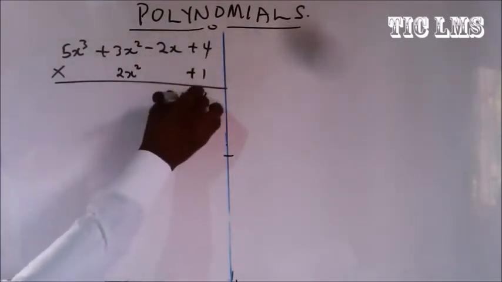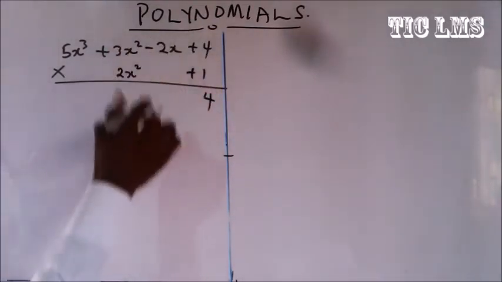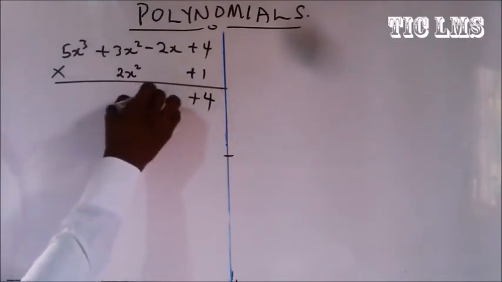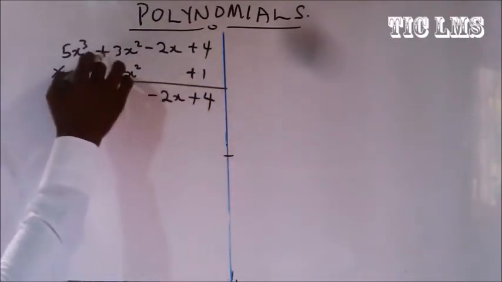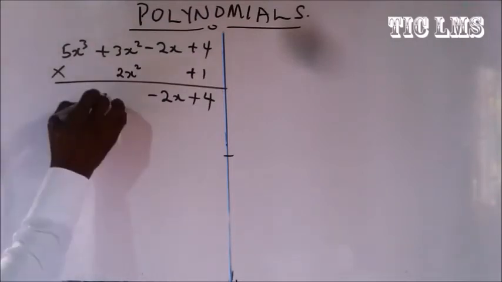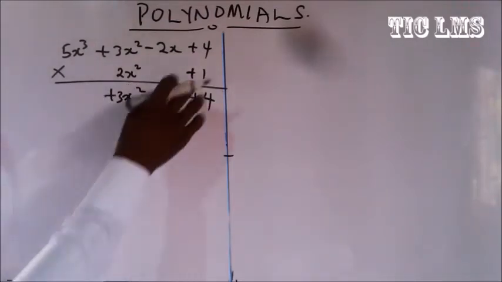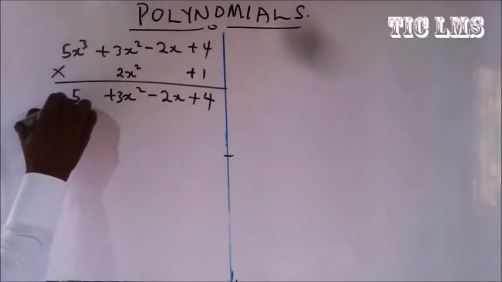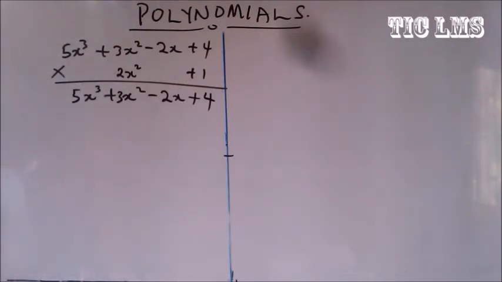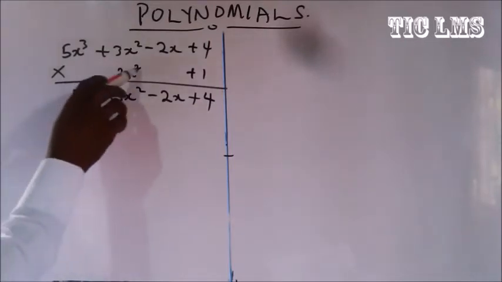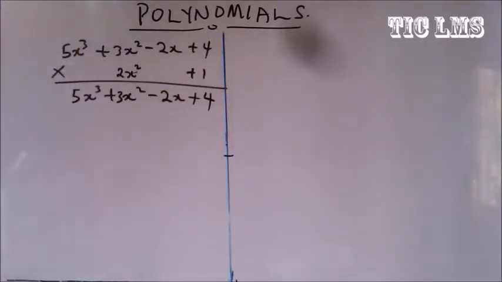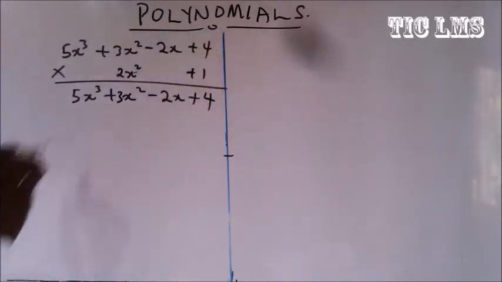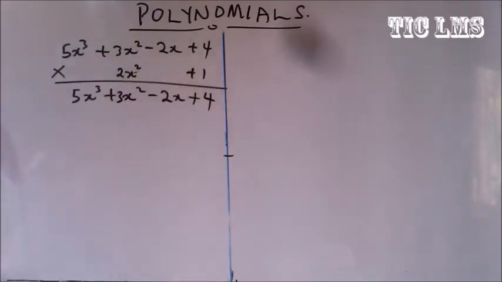1 times 4 gives 4. 1 times minus 2x gives us minus 2x. 1 times plus 3x squared, we have plus 3x squared. And then 1 times 5x raised power 3, we have 5x raised power 3. Next, we'll use this 2x squared to multiply this all through. So we'll start from here. 2x squared multiplied by 4.